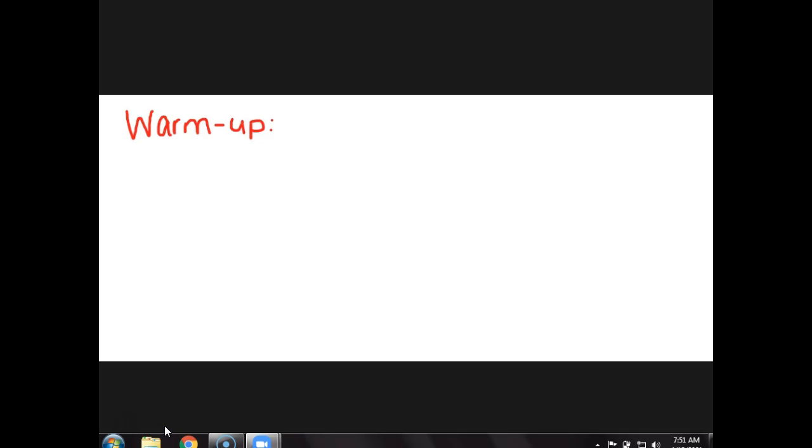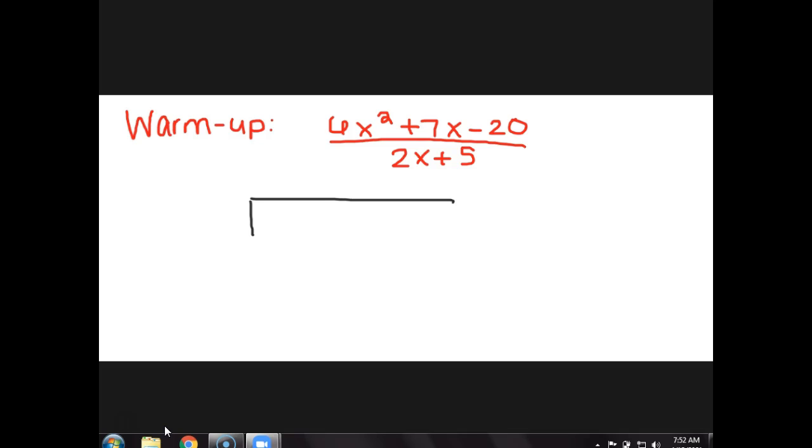So, for example, if we had 6x squared plus 7x minus 20, and we said that we want to divide that by 2x plus 5, oftentimes the reason we are dividing by a binomial is to see if that binomial is in fact a factor. So what we would do is set up our long division. The numerator becomes the dividend. The denominator is the divisor.